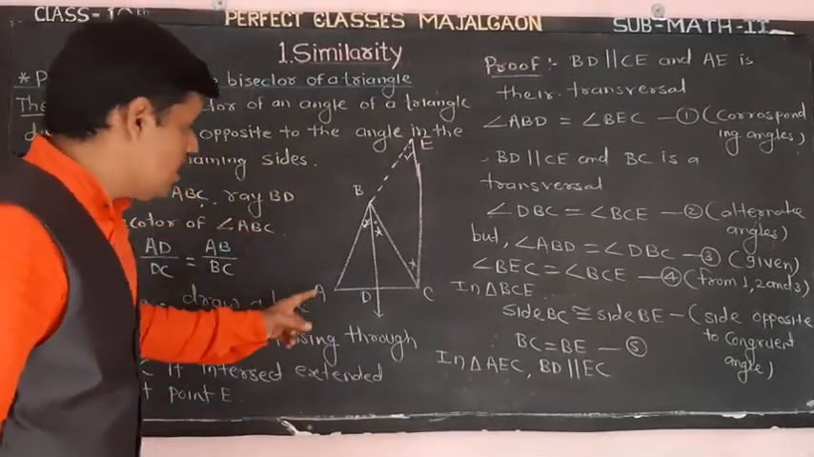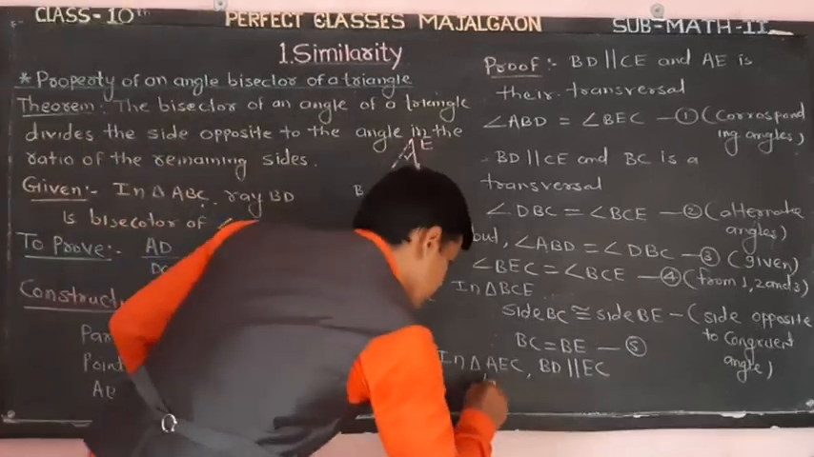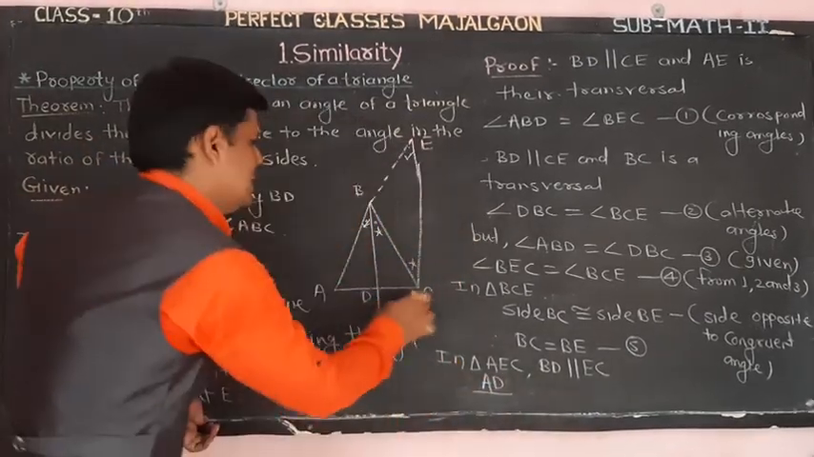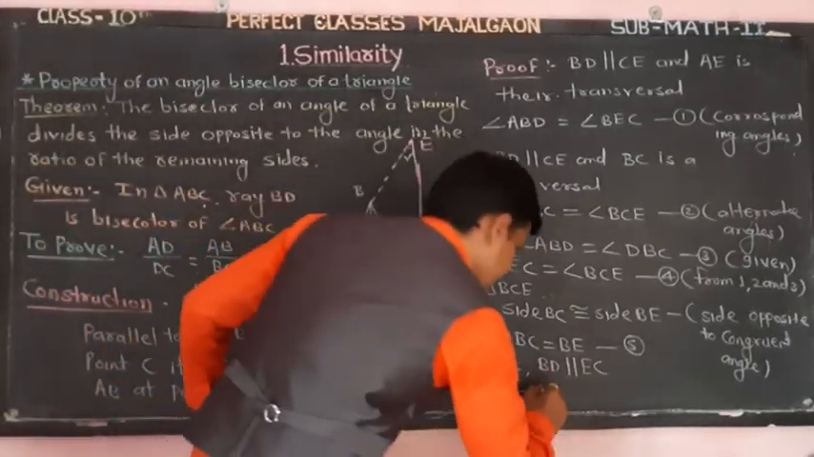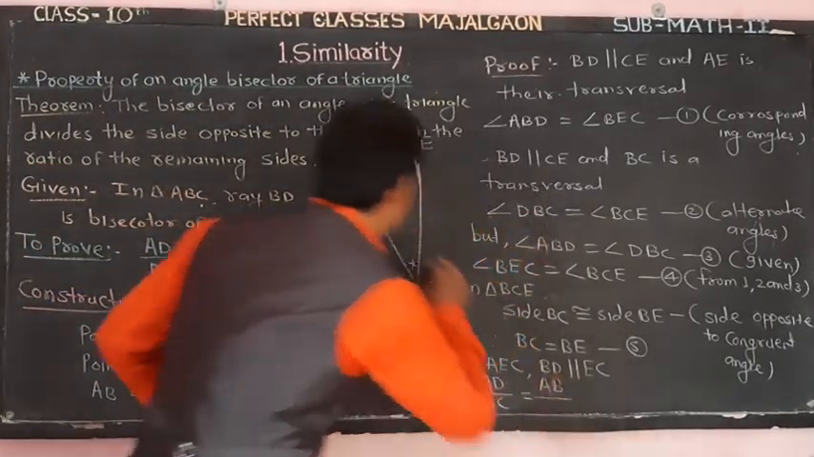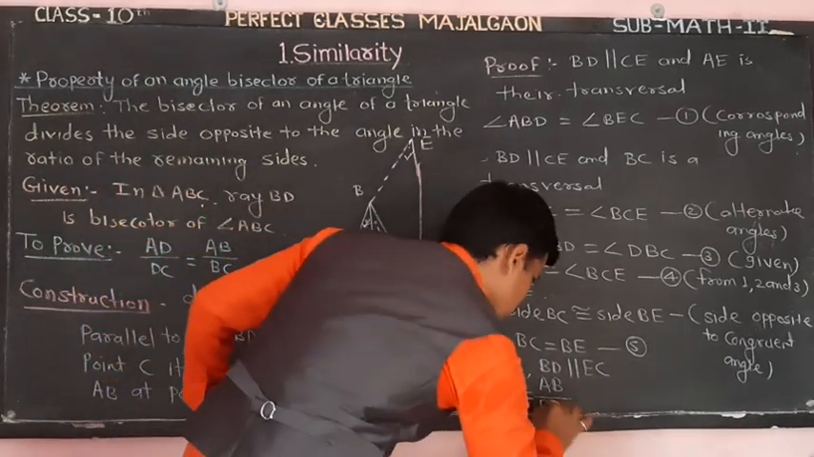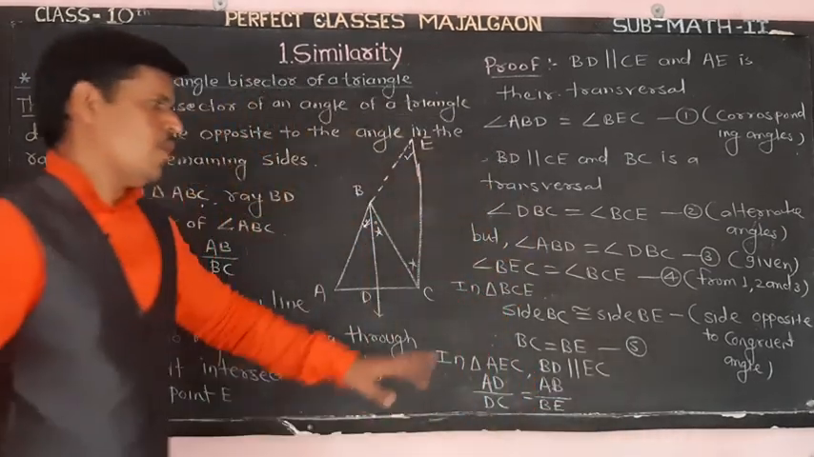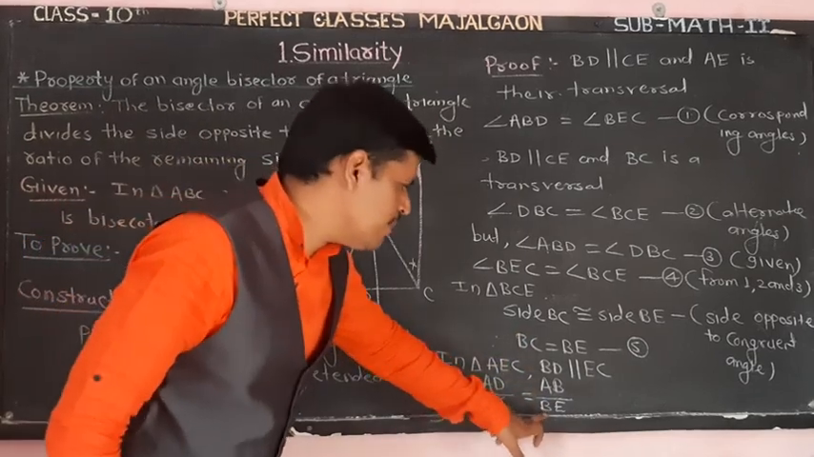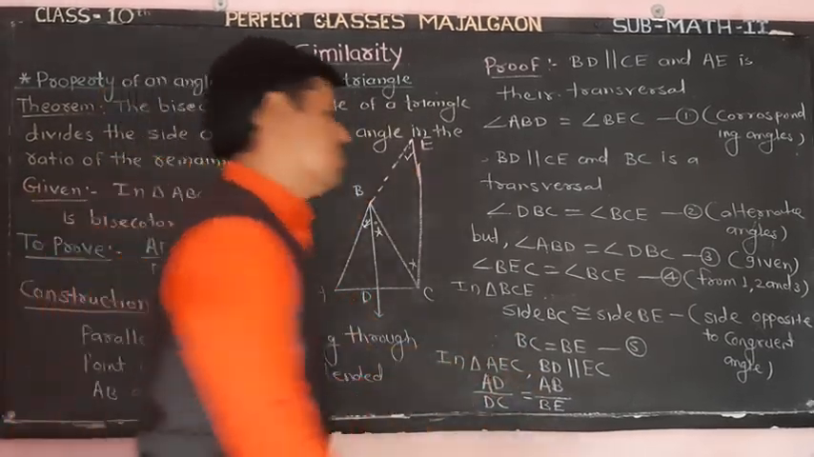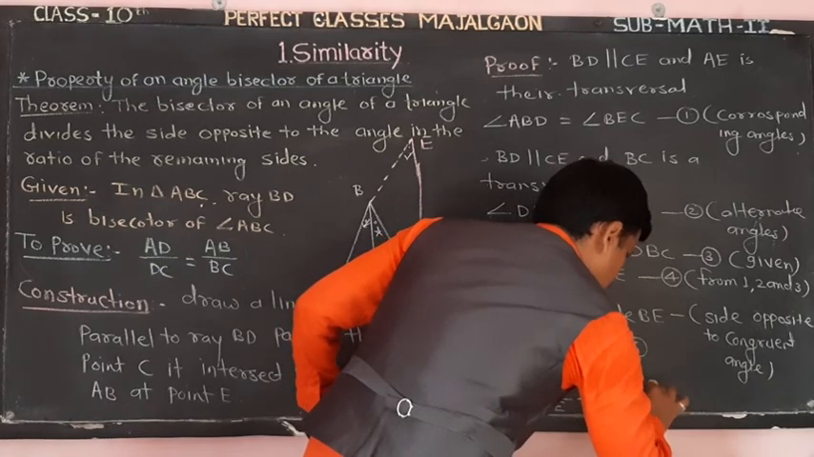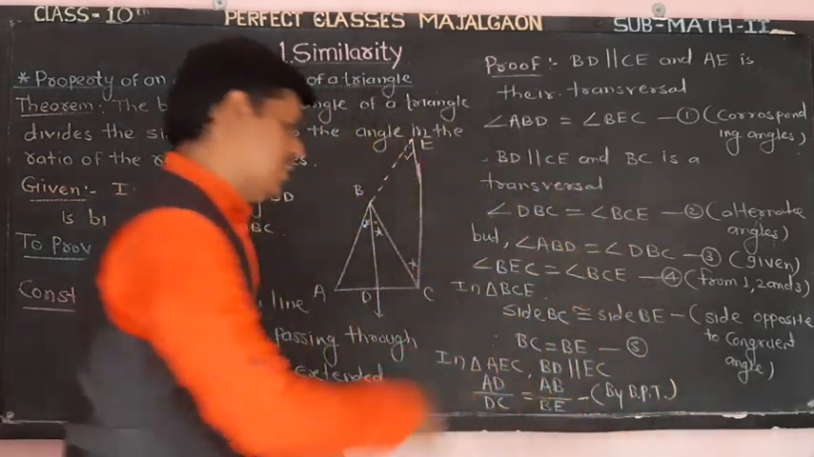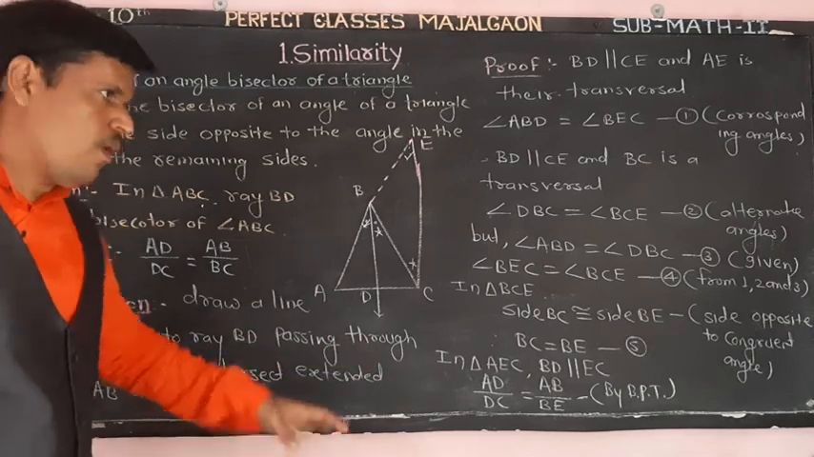We see, therefore we can say that AD upon DC equal to AB upon BE. Here we write, but from equation 5 I replace BE by BC. Therefore here the reason is by basic proportionality theorem. And now we will write the proof of this theorem.